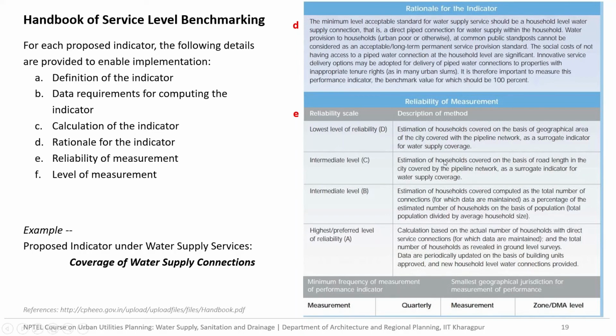Such level of reliability is what makes this SLB very robust, because we know what kind of data has been used to calculate the ratio. The handbook also prescribes a level of measurement, which is the time period in which this measurement needs to be done, as well as the level or jurisdiction or the areal unit across which the measurement needs to be done. So that is a gist of how service level benchmarking is done in India.